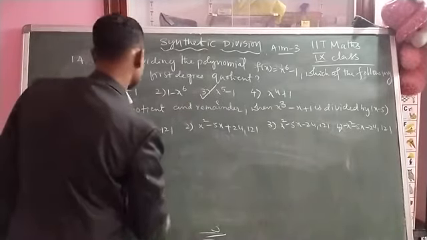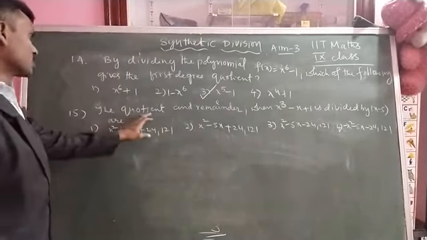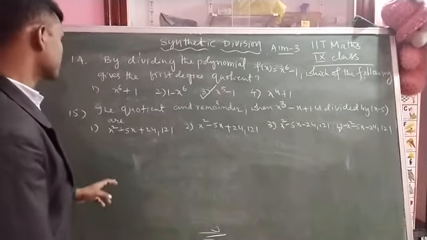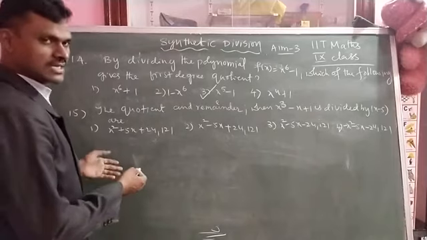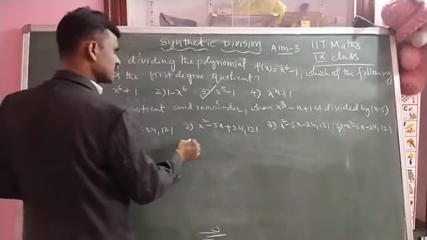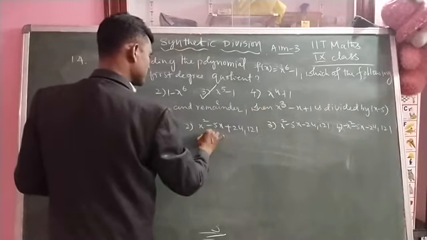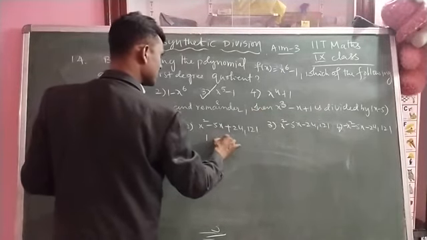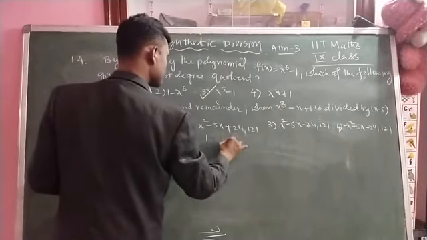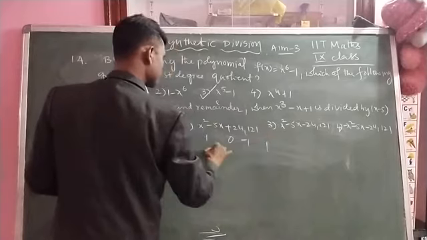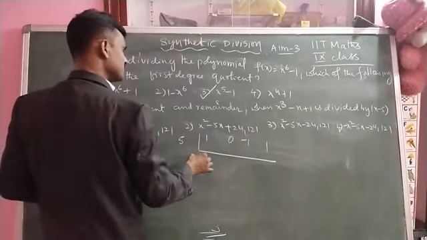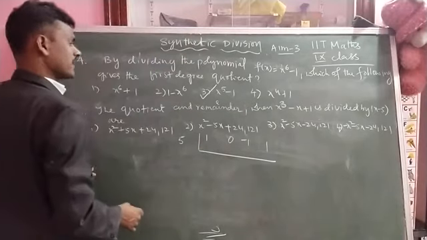Next one, 15th one. The quotient and remainder when x cube minus x plus 1 is divided by x minus 5. This is not the long division method. Only we have to use the synthetic division method. See here, first we have to write the coefficients according to degree descending order: x cube coefficient 1, and x square coefficient 0, and minus 1, plus 1. Now here it is divisible by x minus 5.